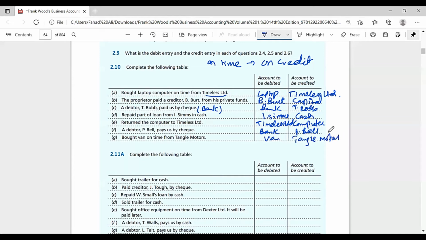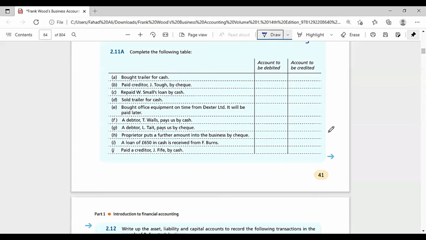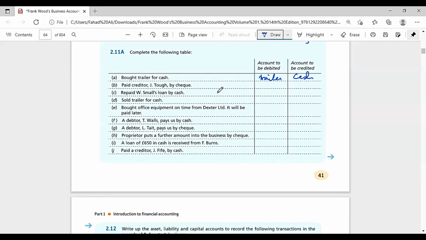It's come to 2.11. Bought trailer for cash. Trailer is debited, cash is credited. Paid creditor J Tough by check. J Tough is debited and bank is credited. Paid W Small's loan by cash. W Small is debited and cash is credited. And I hope the logic is the same, that whatever is going out of the business is credited.